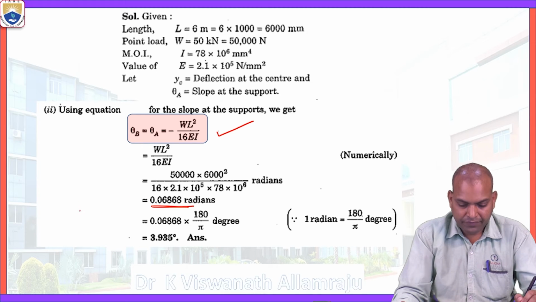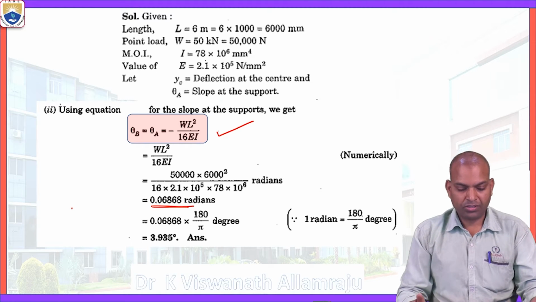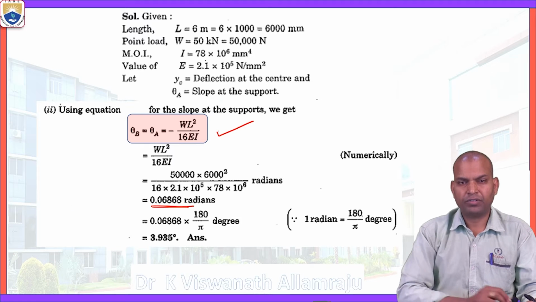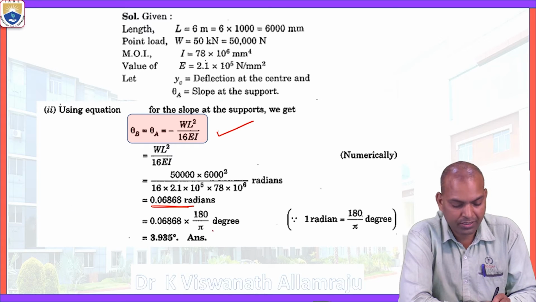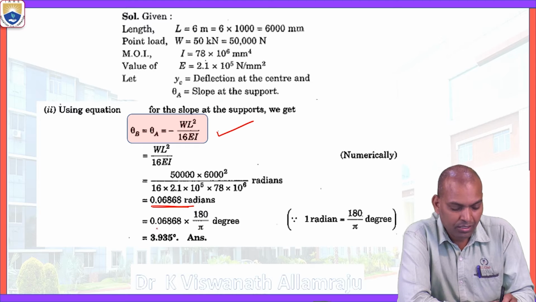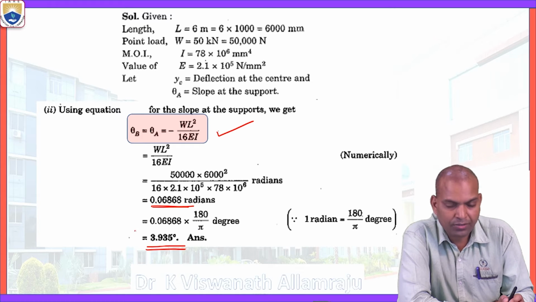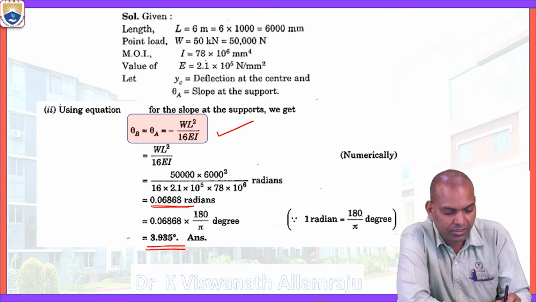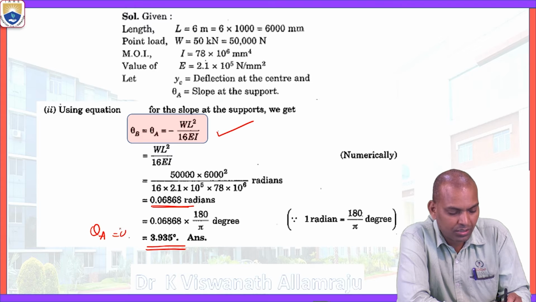Convert it to degrees. For the conversion from radians into degrees, you have to multiply by 180 by pi. After multiplying, the observed value in degrees is 3.935 degrees. That is theta A and theta B.